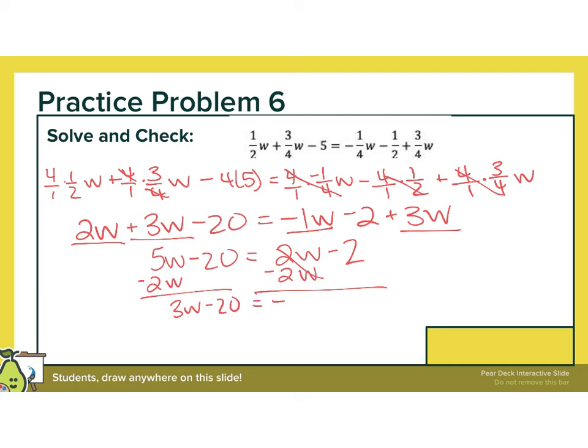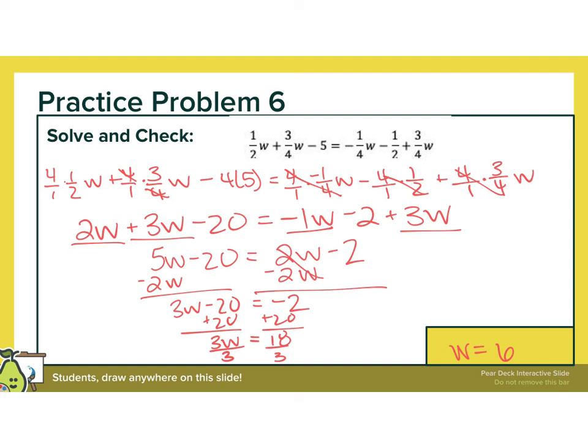equals negative 2. Get the constants on the other side, so the negative 20's got to go. Do the opposite. 3W equals 18. Last step, divide by 3. W equals 6.